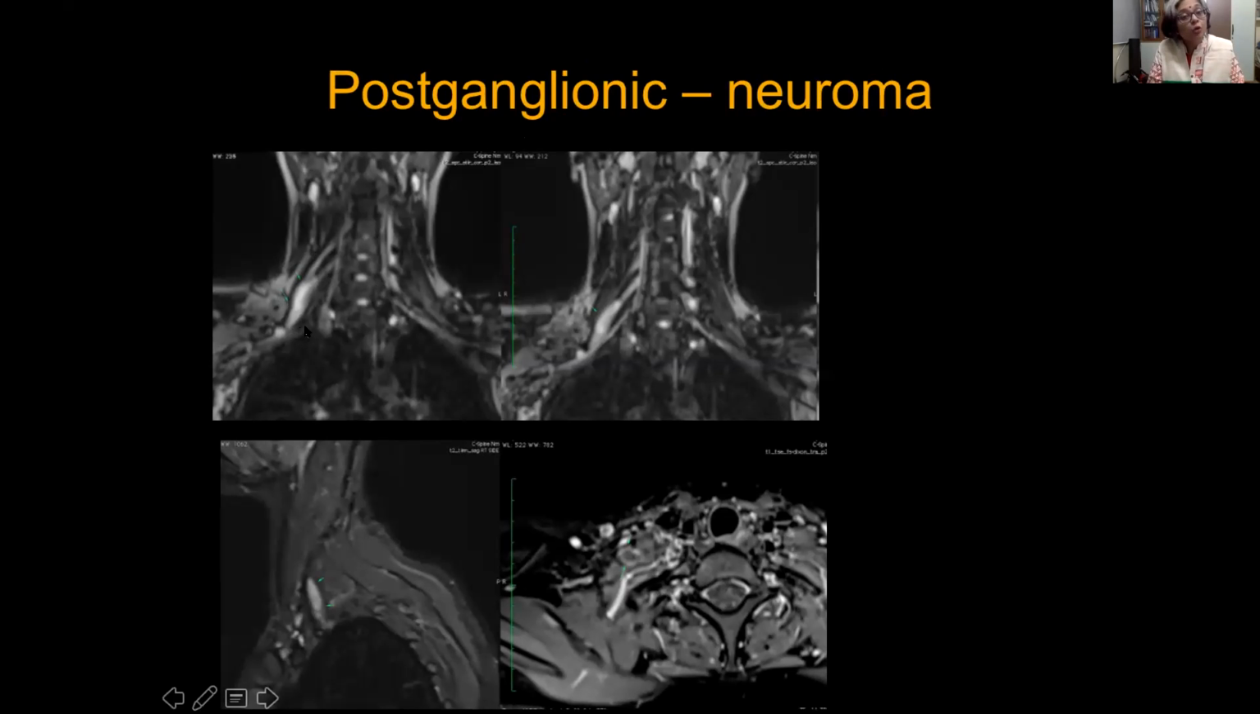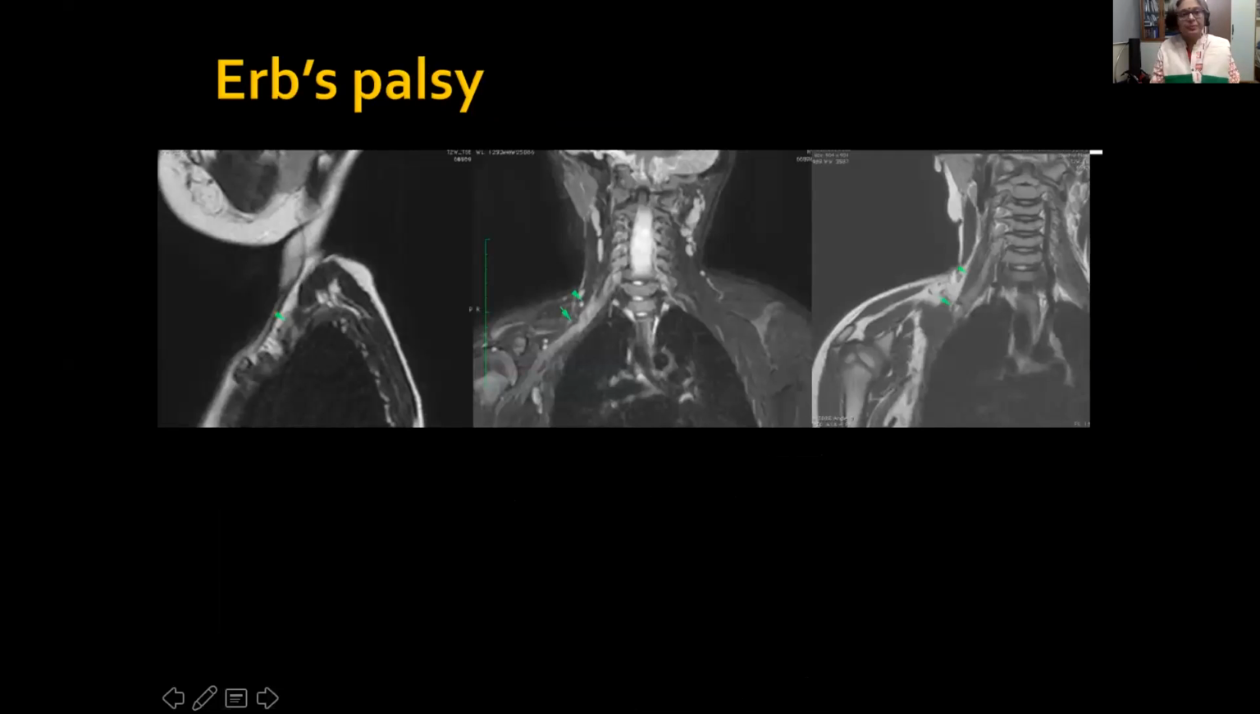Sometimes you may get a neuroma formation. So this was a child, in fact, with obstetric palsy, and they did image them. So you can see this was, I think, 3, 4, 5, 6. Yeah. So at the C6 nerve root, you can see the C5, C6. So the C6 nerve root shows a fusiform swelling. So that's neuroma formation due to the prior injury.